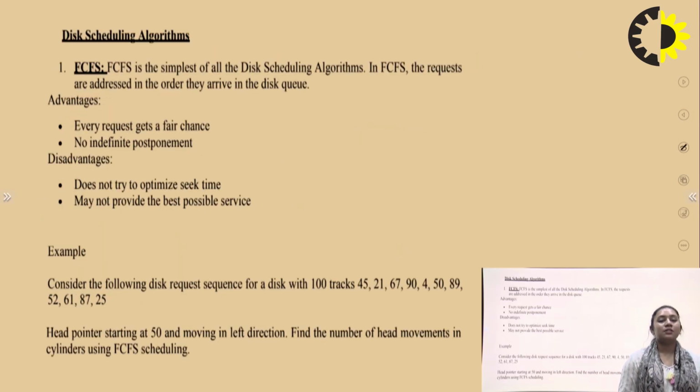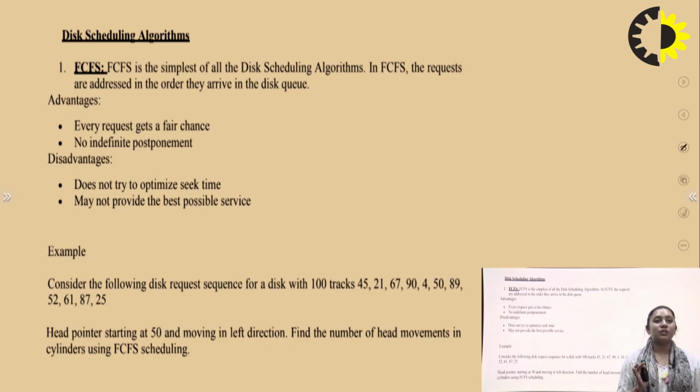Next, let's talk about the number one disk scheduling algorithm, which is FCFS, first come first service. You can also read about the FCFS algorithm in CPU scheduling, where it works by the arrival time. We can see the arrival time in the first come first service CPU scheduling algorithm. In disk scheduling, it is the simplest form of scheduling algorithm, where the requests are addressed in the order they arrive in the disk queue.